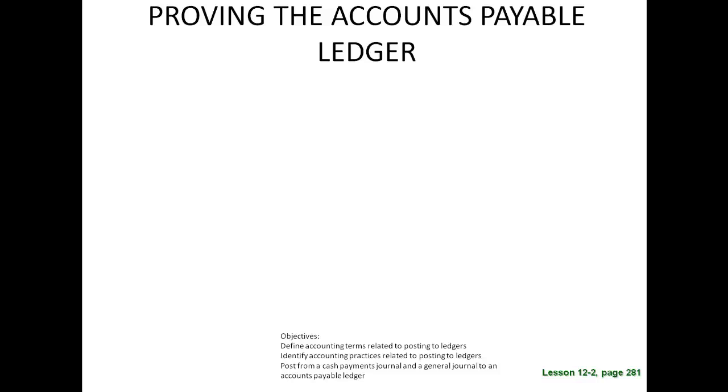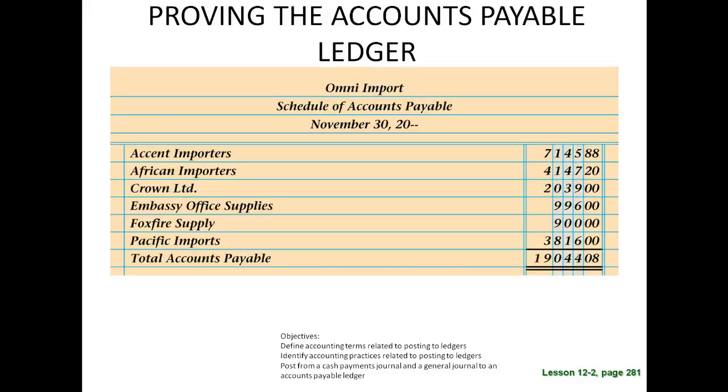So, proving the accounts payable ledger. This is the part where we take everything that's in our subsidiary ledgers and we post it to our controlling ledger. In this case, we're talking about accounts payable. So we create what's called a schedule of accounts payable. In this schedule, we list everybody that we owe money to. We list all of the balances. We total it, total accounts payable.